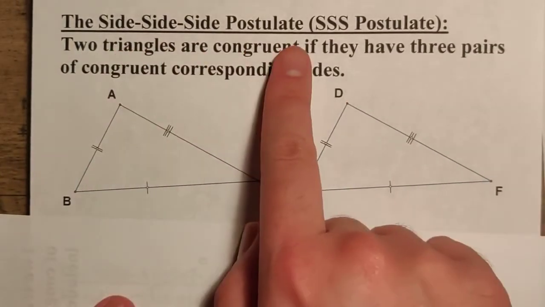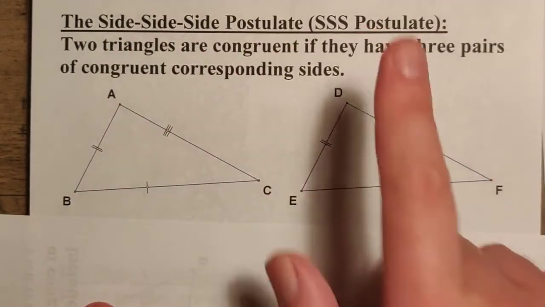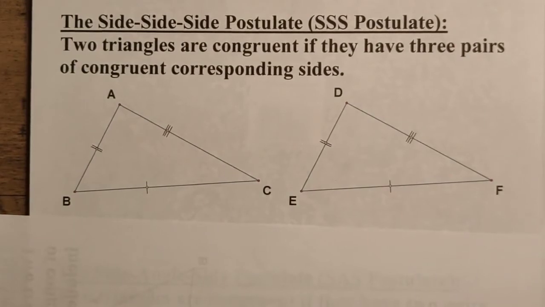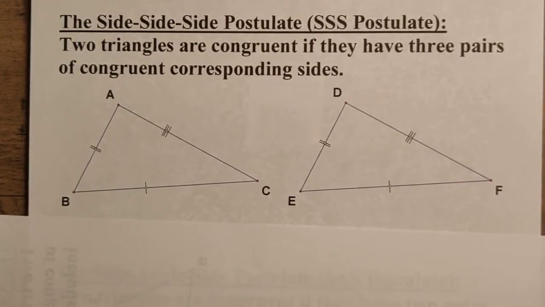You actually don't need to write out side, side, side, because this is something that we accept. This is an accepted name. You can actually say by side, side, side. So 2 triangles are congruent if and only if they have 3 pairs of congruent corresponding sides.